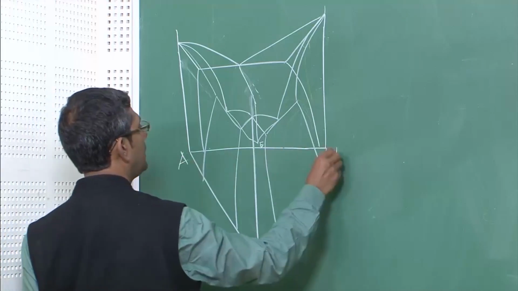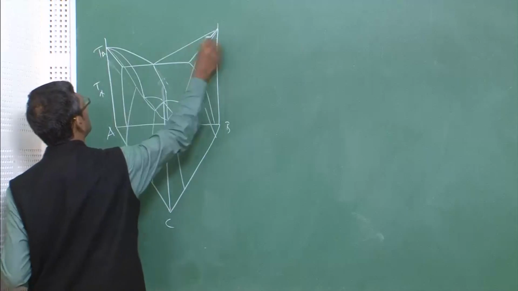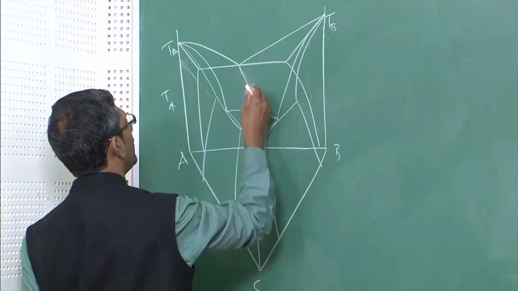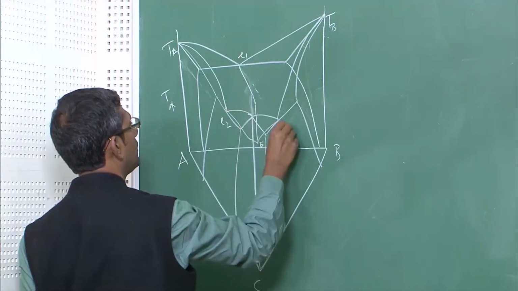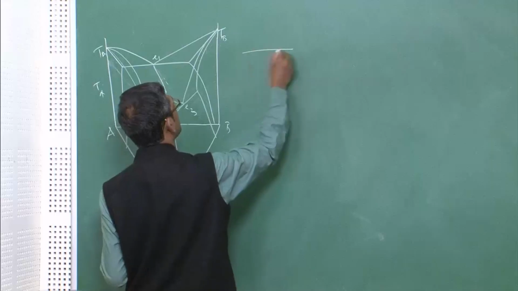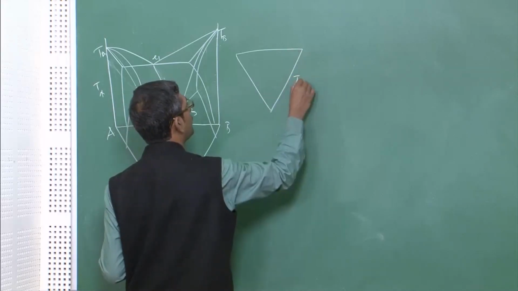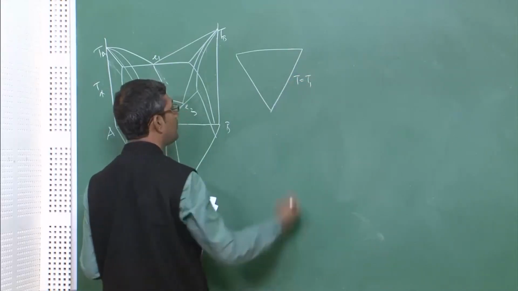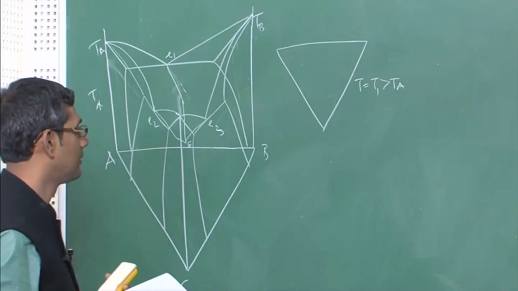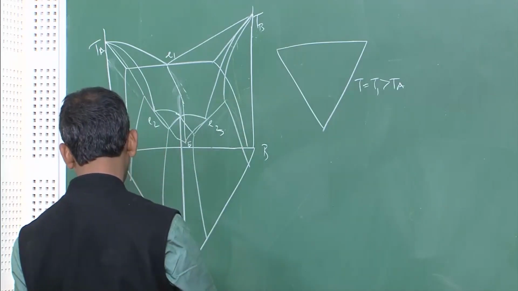So, A, B, C, this is the temperature Ta, Tb, Tc, correct, and this is E1, E2, E3. So, let me just draw. I will draw a temperature, suppose T equal to T1, but T1 is greater than Ta, but it is less than Tb, correct. So, what will happen? What you get is like this.